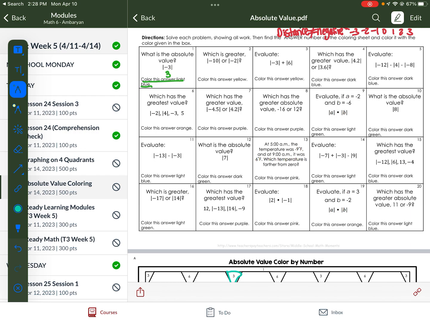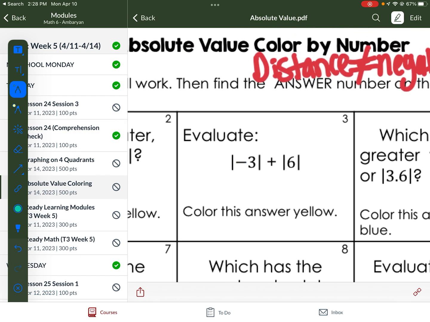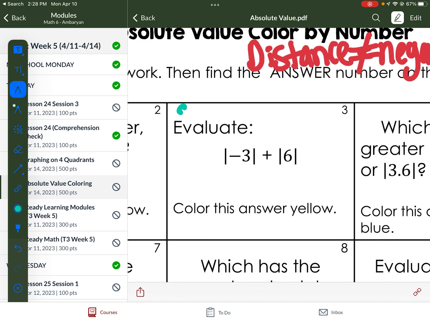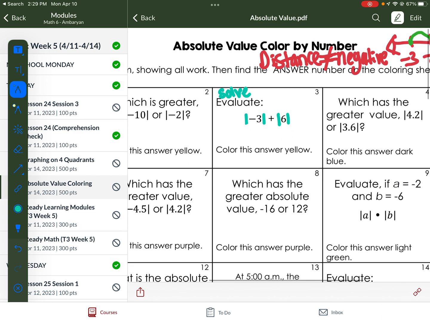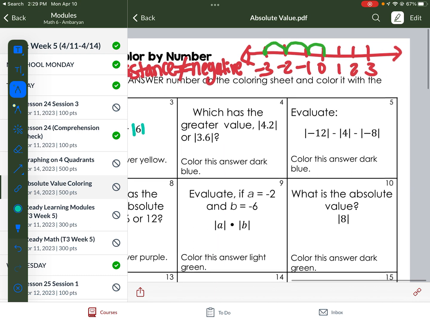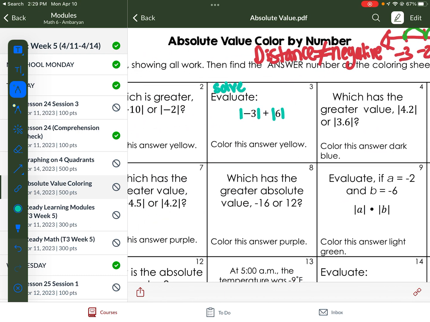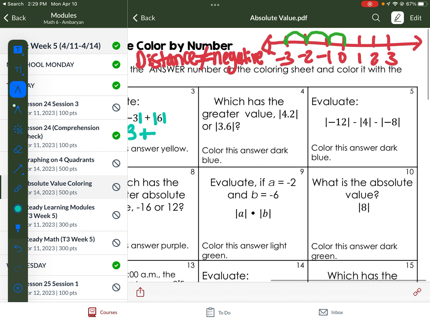Let's do number 3. So it says evaluate. Evaluate means to solve. So solve the absolute value of -3, remember that's what those lines mean, plus the absolute value of 6. Okay, so I'm going to think, how far away is -3 from 0? -3 is 3 spots away from 0, and remember it's always positive because you can't travel a negative distance, plus the absolute value of 6. So I know I don't have 6 on here. I guess I could write it in 4, 5, 6.